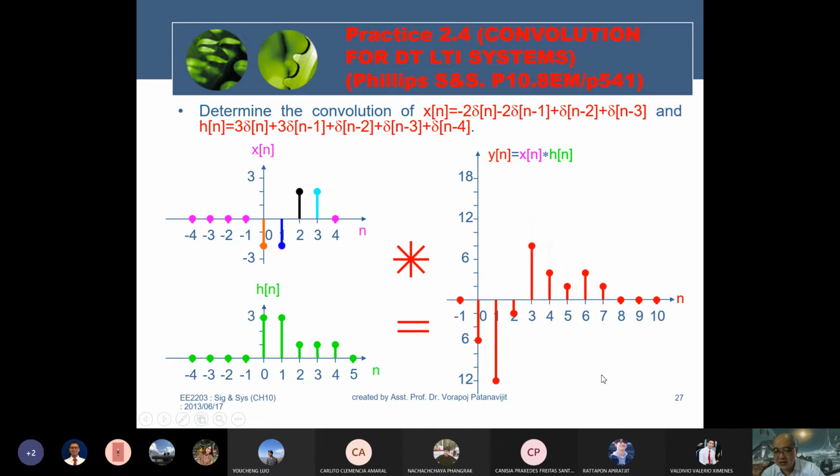If you do it by yourself, you can see that the way to take the convolution in the discrete domain is easier than in the continuous domain. It has no integration, but you must take the summation in each step.